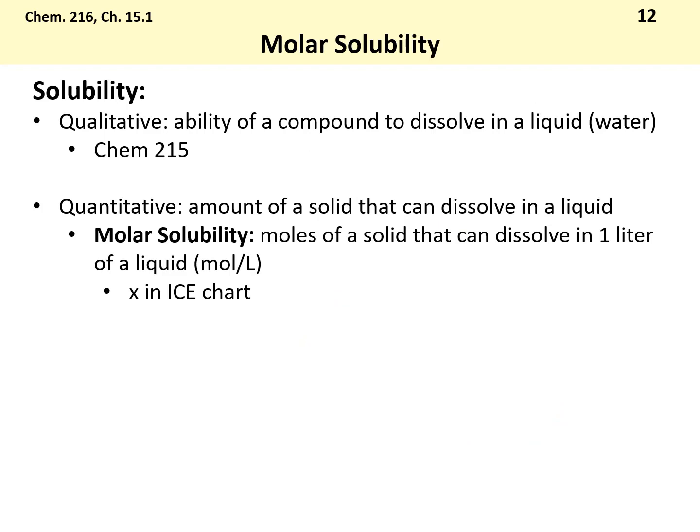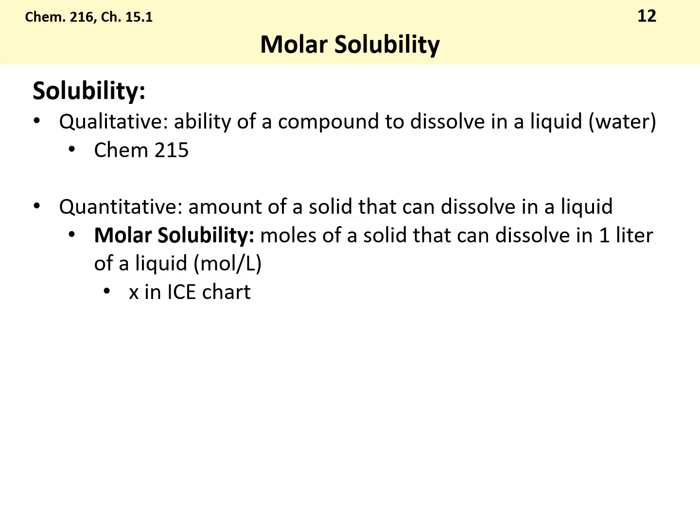All right, so when we talked about solubility in Chem 215, we talked about solubility qualitatively, right? Whether a compound dissolves. No numbers involved. All we said was it dissolves, it doesn't dissolve. Now we're going to talk about it quantitatively. And that means we're going to say the amount of a solid that can dissolve in a liquid. We're going to use something called molar solubility. Molar solubility is the moles of a solid that can dissolve in 1 liter of a liquid. So it'll be moles per liter.